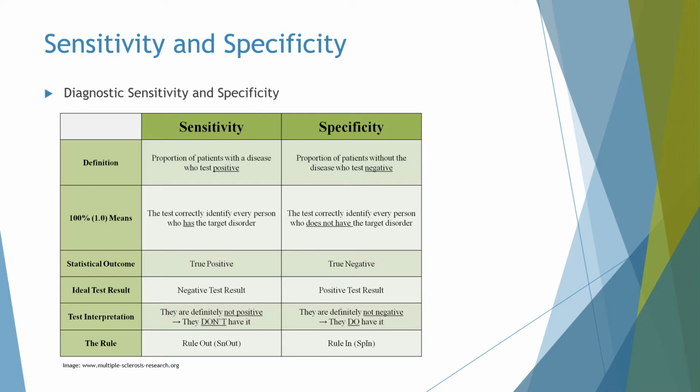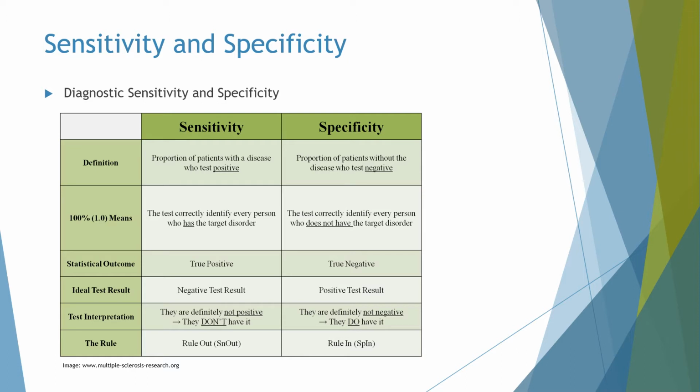Starting with sensitivity and specificity, when we talk about these, we need to distinguish between diagnostic and analytical. Diagnostic sensitivity and specificity refers to the ability of tests to detect a disease when it is present or not detect a disease when it is absent. Analytical refers to the test methodology's ability to detect small amounts of an analyte and to detect only that analyte.